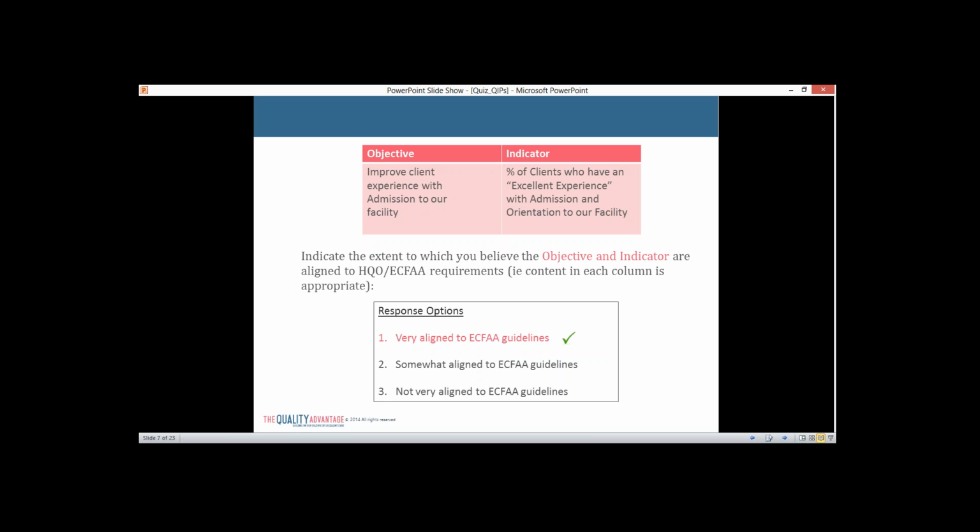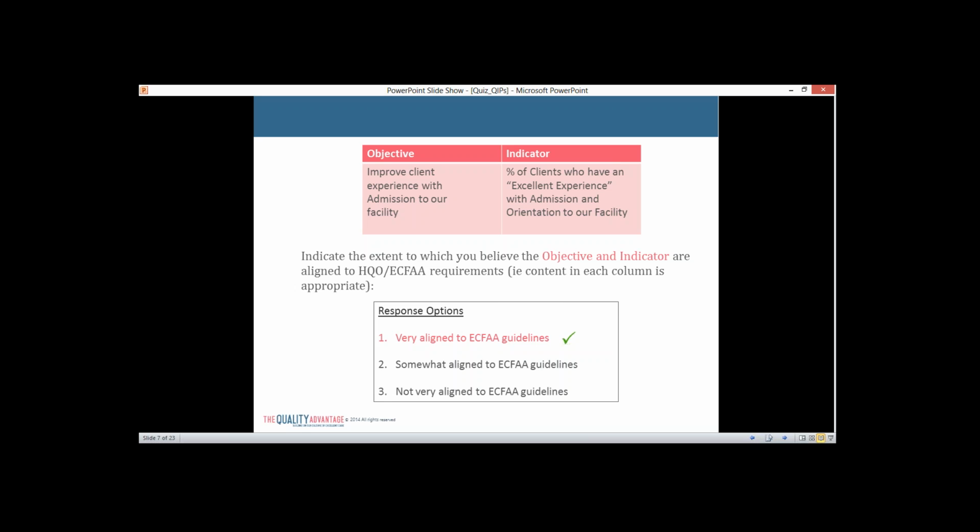If you compare this with what's in the indicator column, you'll note that it's not quite as specific or as detailed, and it doesn't really need to be. In the right column under indicator, we've got a measure that is articulated as the percentage of clients who have an excellent experience with admission and orientation to our facility. That is an outcome indicator. Really anything that shares client perspective on service delivery is considered an outcome. This is something that a client would care about.